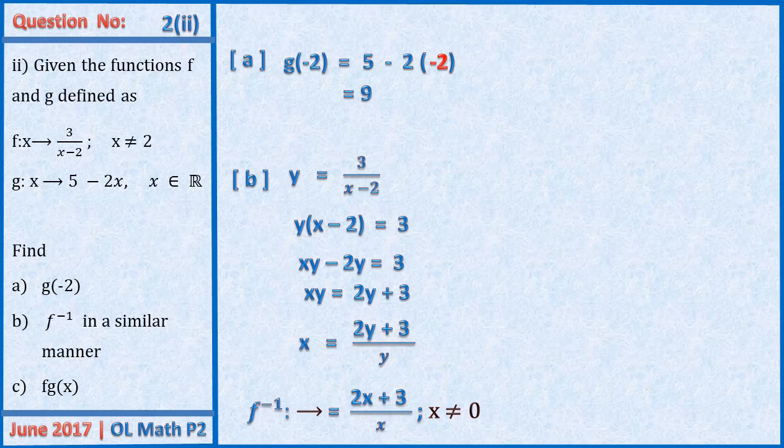Now find the function f of g of x. f of g of x will be equal to f of x, in which the x has been replaced by g. So we have 3 all over 5 minus 2x minus 2. Opening out the brackets, we'll have 3 all over 3 minus 2x. So that is f of g of x.